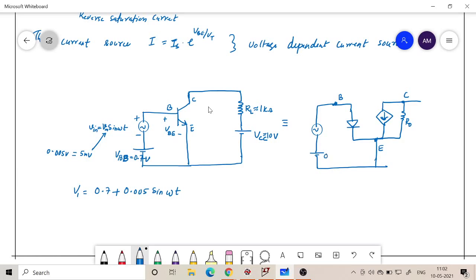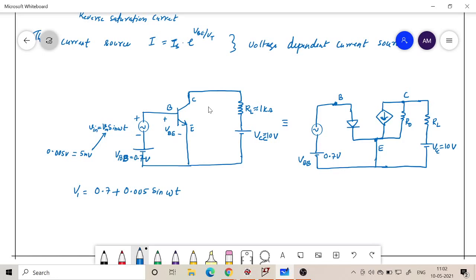So the DC is 0.7 volt. VBB is the voltage source name, and then I have a RL, and then we'll call this VCC. VCC is, say, 10 volt. Okay, so this is now the equivalent circuit. I just replaced this NPN transistor with this circuit.